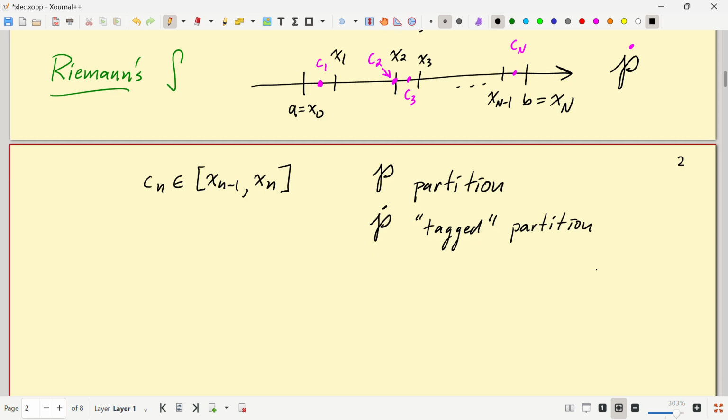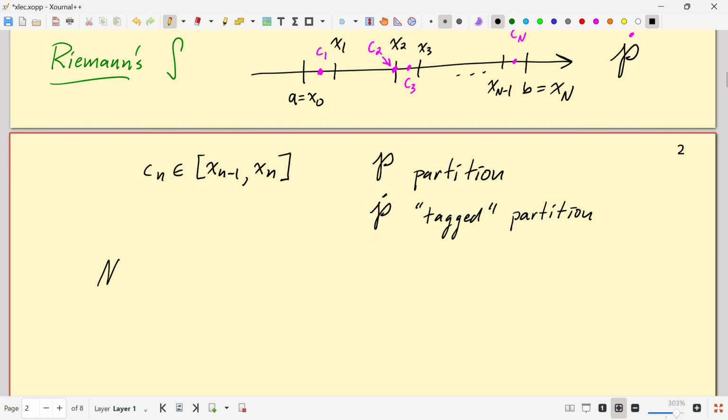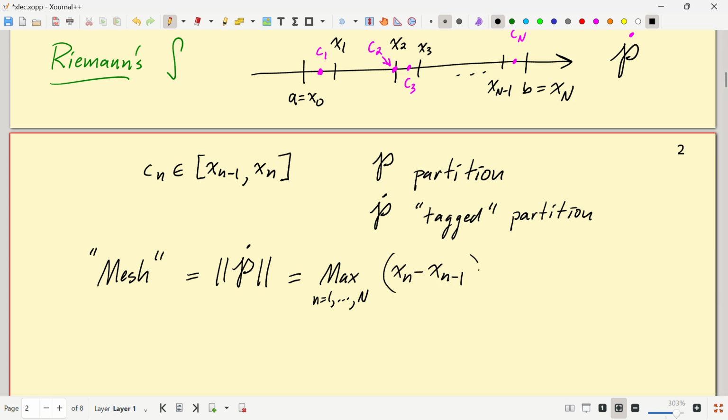And then there's another thing I'm going to call the mesh. We're going to call it the norm of P, or I can put a P dot there if I want. That is going to be the maximum delta x. So that's the maximum as n goes from 1 to capital N of xn minus xn minus 1. So that's the biggest delta x.